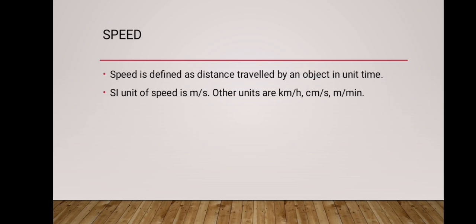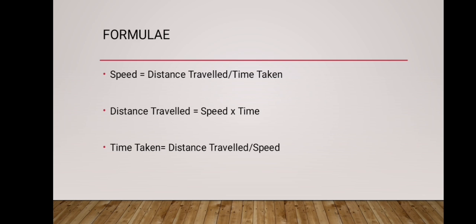Speed is defined as distance traveled by an object in unit time. The standard international unit of speed is meter per second. The other units that we use are kilometer per hour, centimeter per second, and meter per minute. Let's have a look at the formulae which we are going to apply in this exercise.